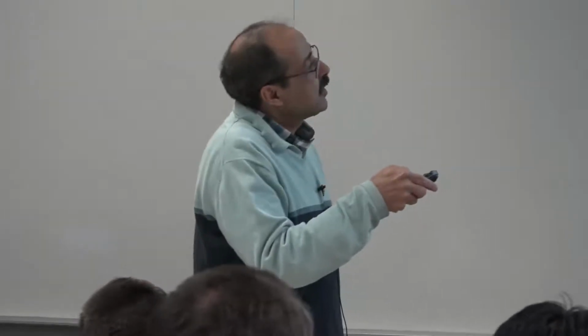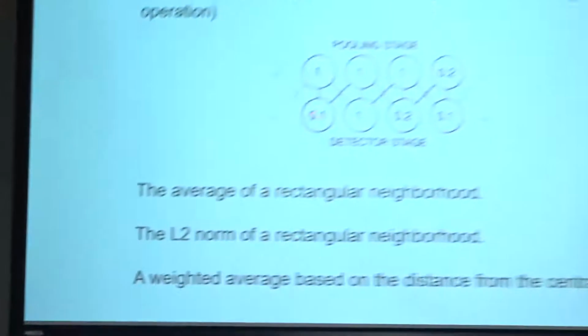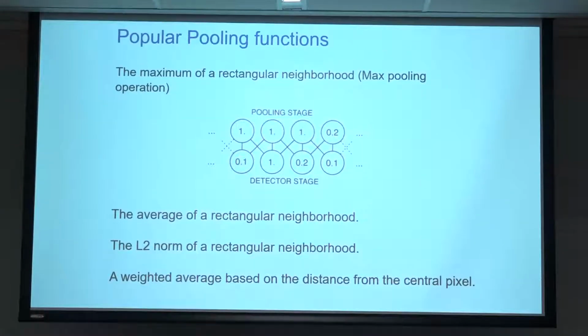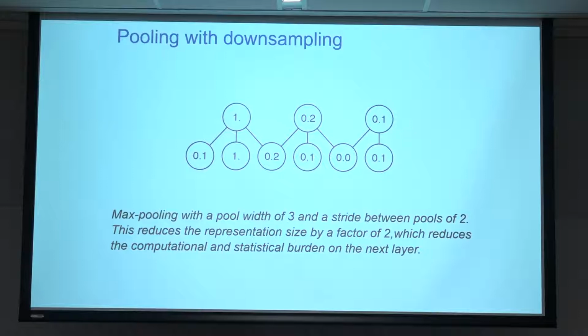So, for example, here, if this is the output of the detector stage, in the pooling stage we may want to take the max. For example, the max of these 3 would be 1, and the max of these 3 would be 1, and the max of these 3 would be 1, and the max of these 3 would be 0.2. So the output would be this. In the pooling stage, you may keep the same size as your feature map, or you may downsample.